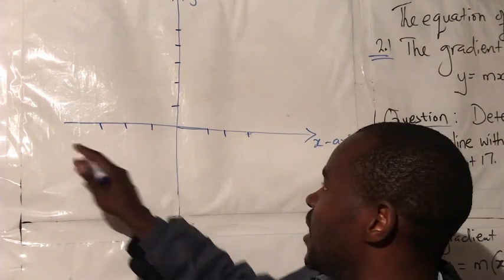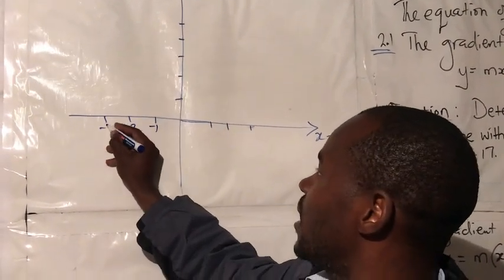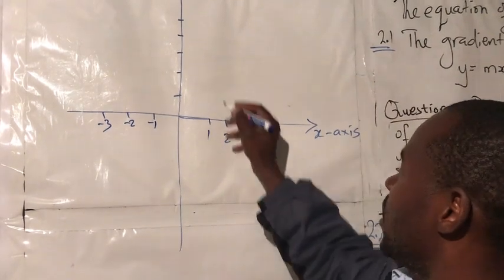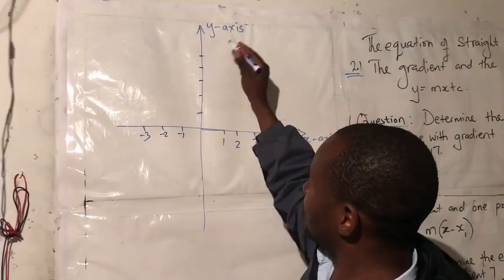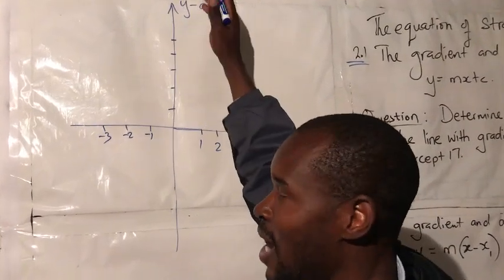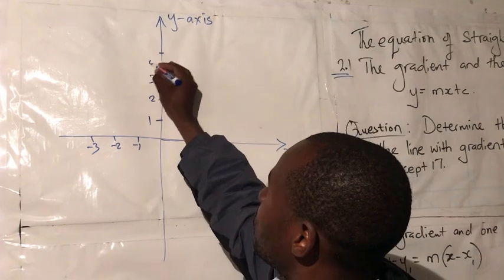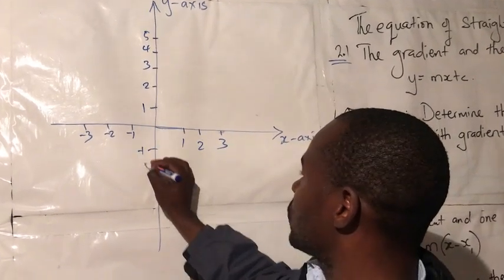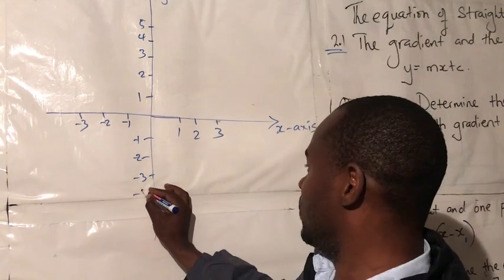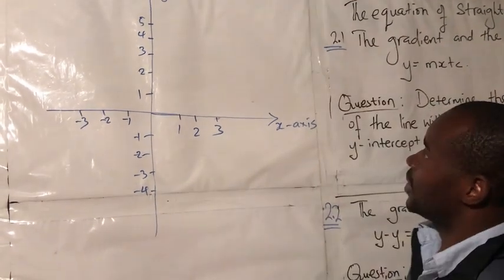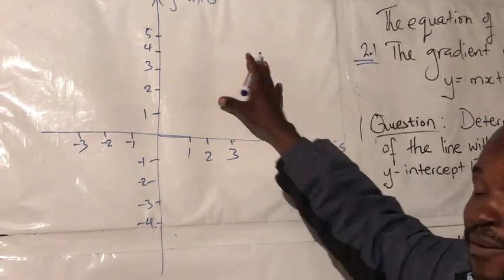Normally on the left side of this horizontal line, we write negative numbers, -1, -2, -3, and on the right 1, 2, 3. Then along this vertical line, you write positive numbers up and negative numbers down. So 1, 2, 3, 4, 5. You do the same, -1, -2, -3, -4, and so forth. All right. So this is what we call the Cartesian plane.